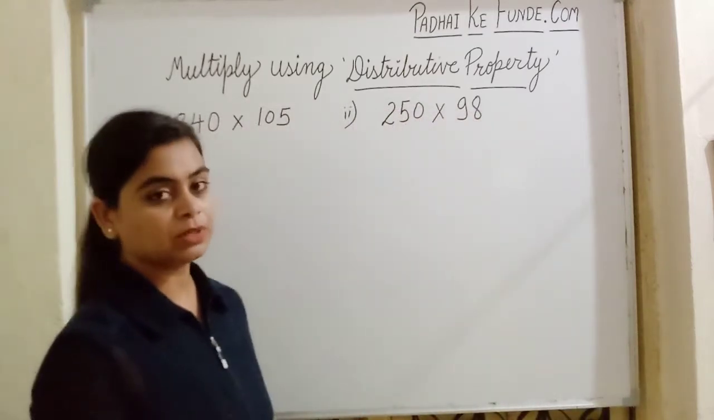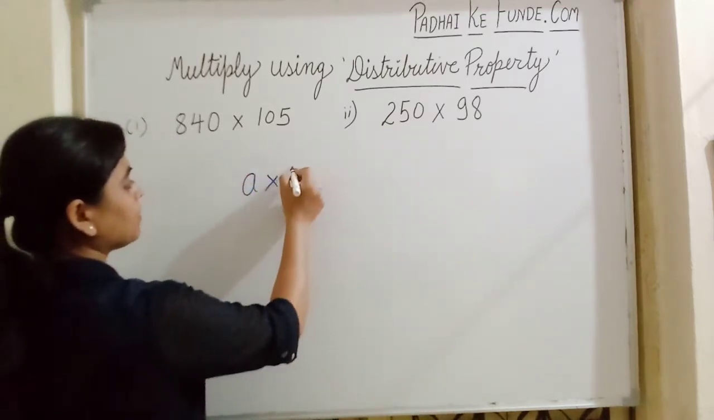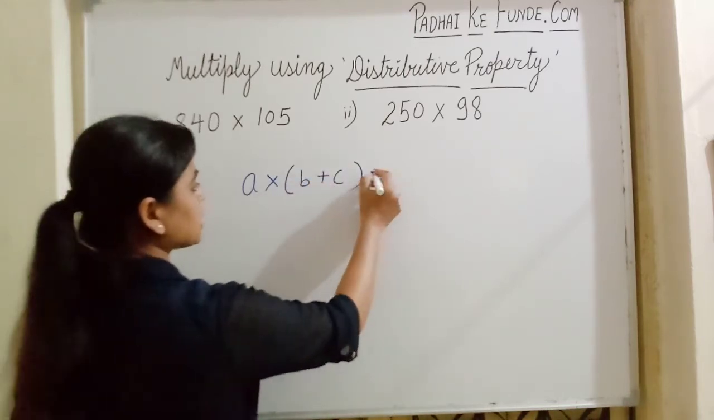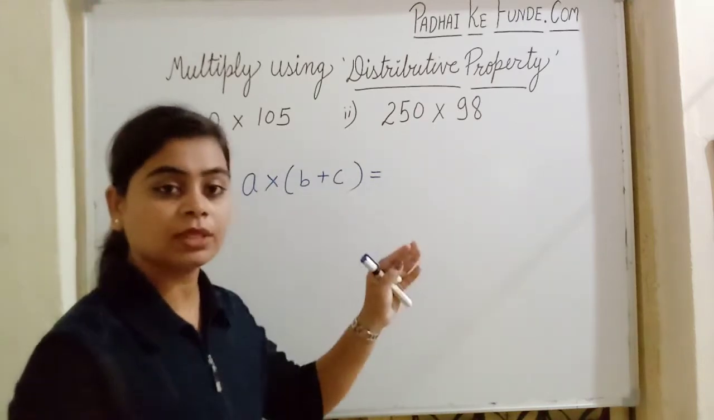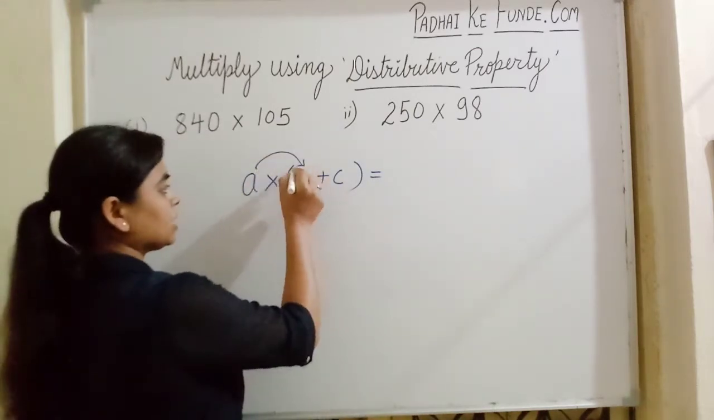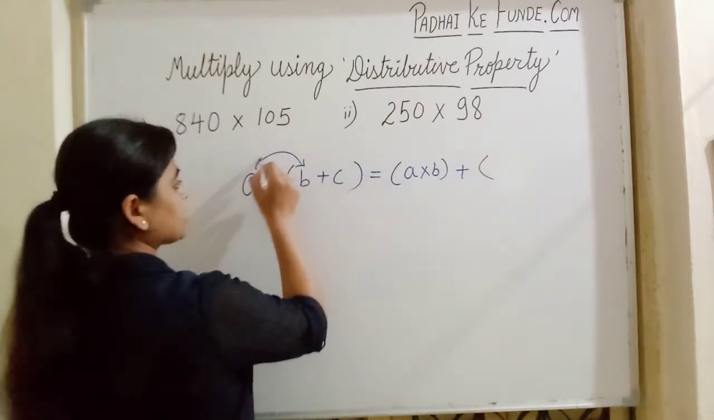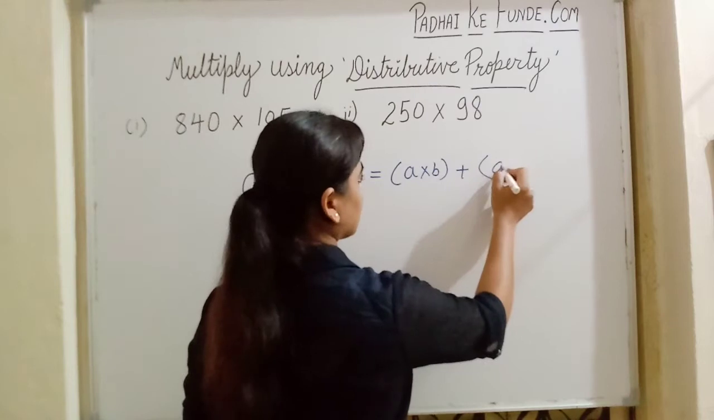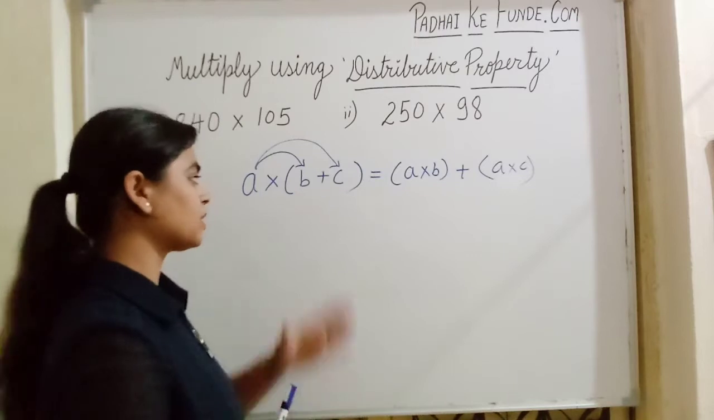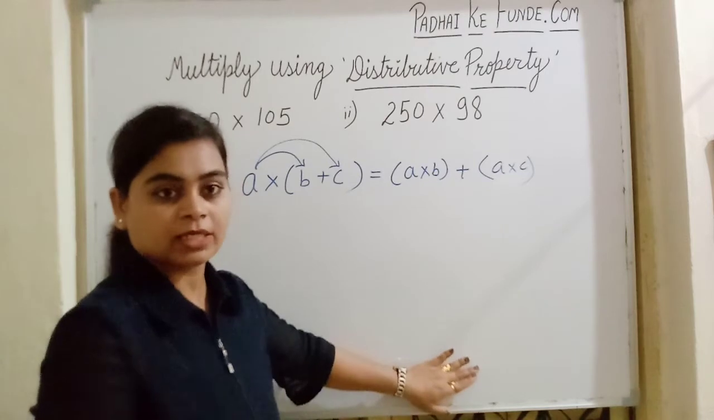You may have learned about distributive property. It is like that when we have a number in multiply with addition or subtraction of any other two numbers, then we need to multiply it with each and every term written inside the bracket. That means a into b plus, then this a will be multiplied with c, that is a into c. So we have learned that if the question is in this form, we change it like this and then we simplify, and vice versa.